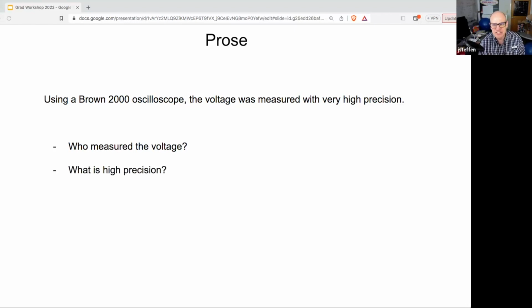What does high precision even mean? Is high precision 1%? Is it 10%? This happens in many circumstances.